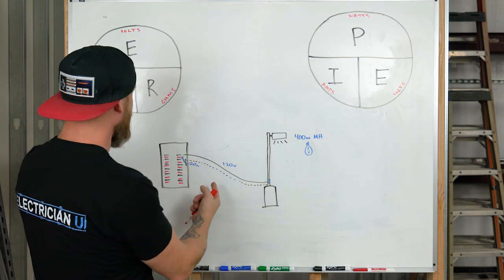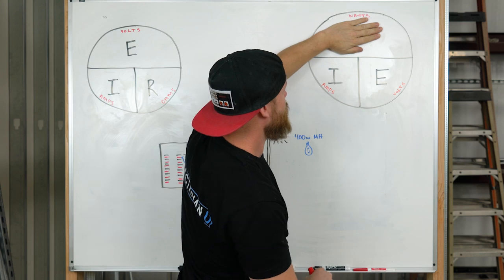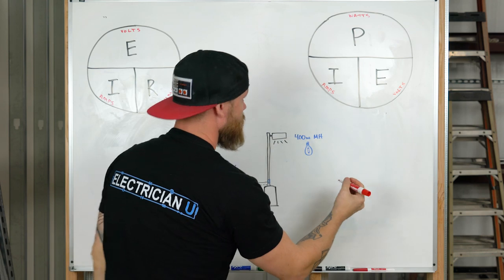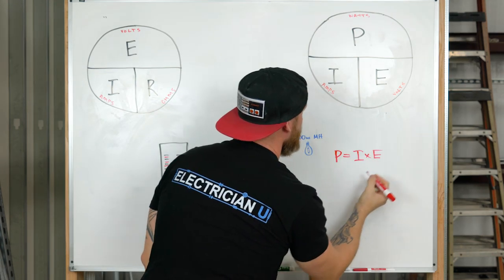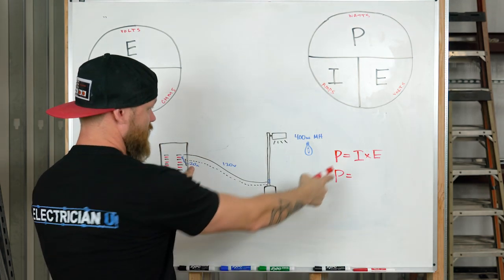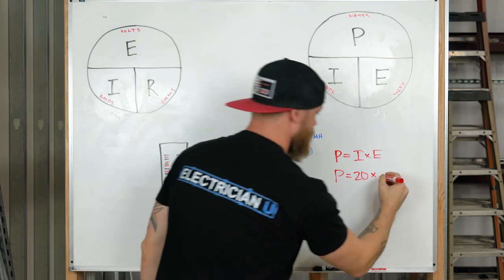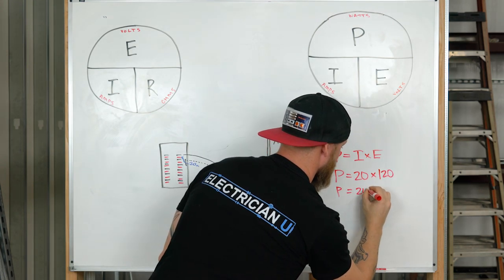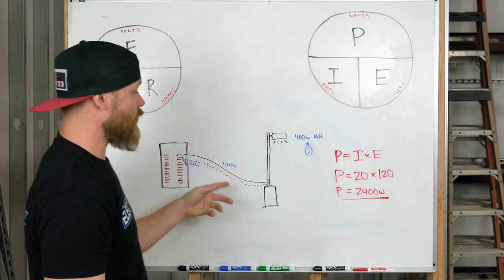You would do that by multiplying the voltage times the amperage. We're trying to find watts, so we cover up watts on our chart. E times I is the formula, amps times volts. So you would just rewrite the formula, P equals I times E. So P would equal the amperage I, which is 20 amps in our case. E is the voltage, it's a 120 volt circuit. And P equals 2400 watts. So we have a total of 2400 watts on this circuit to work with.